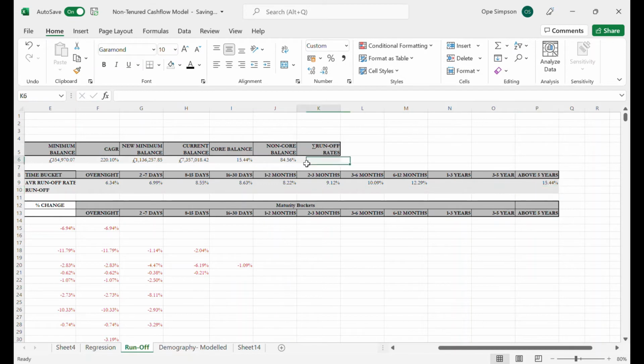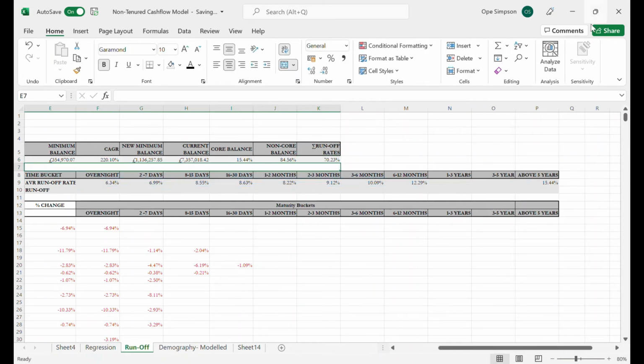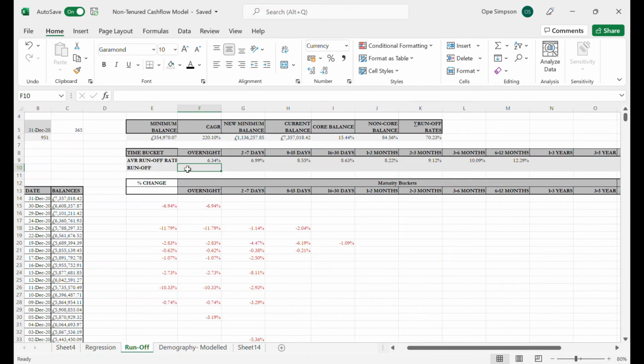Now to get the summation of our runoff rates, we just add what we've already calculated. Now that we have computed our runoff rates, the next thing is to compute the actual runoff. That will be the runoff for that time bucket divided by the total runoff, make it constant, times our current balance times our non-core balance, make both of them constant.